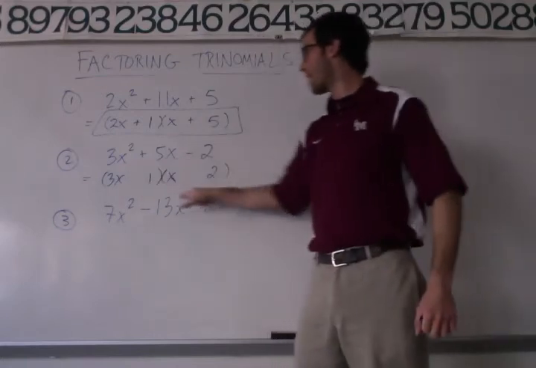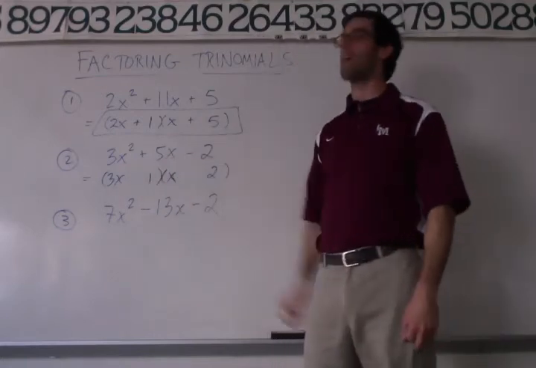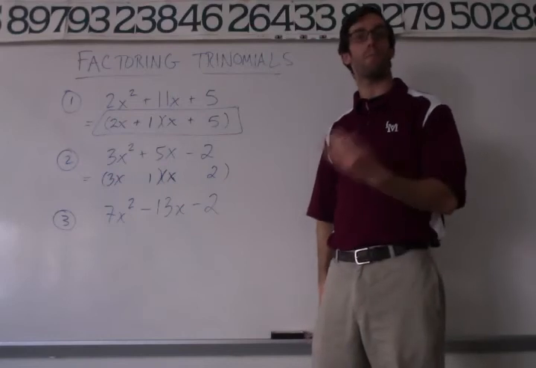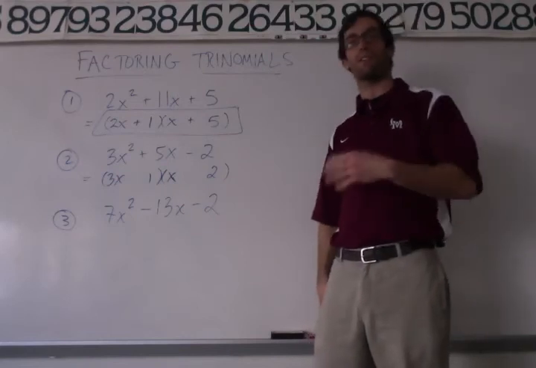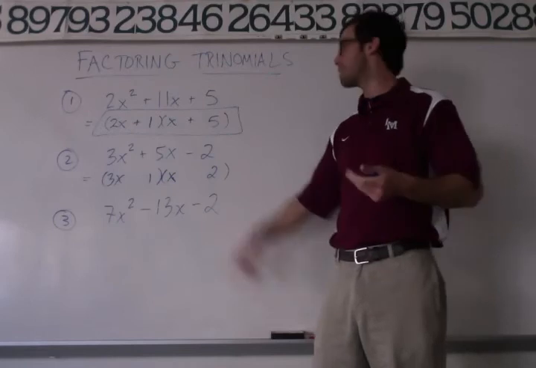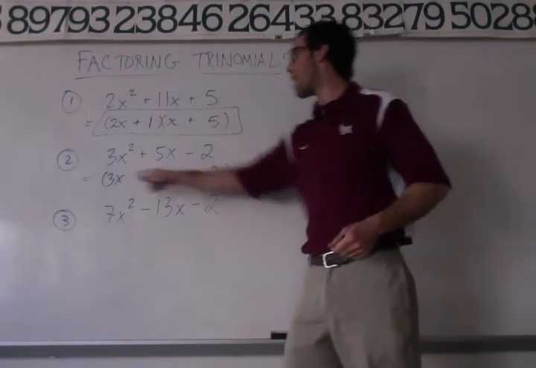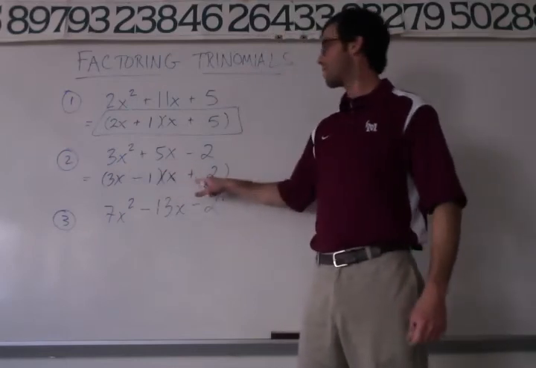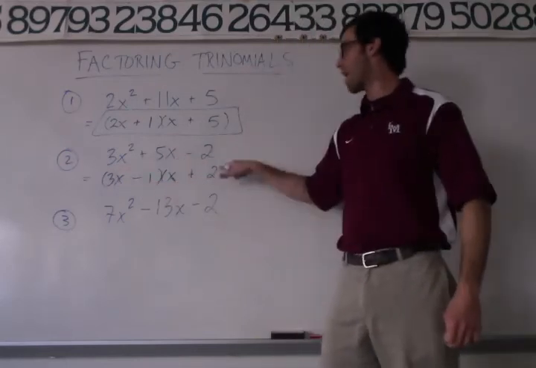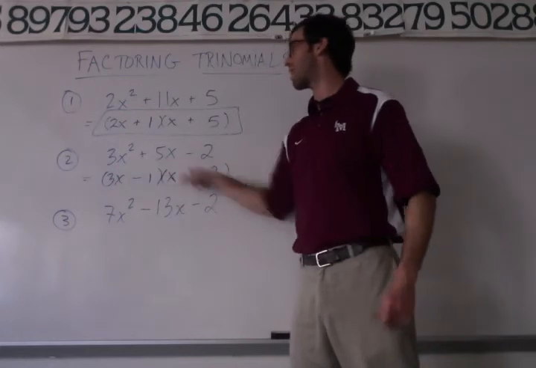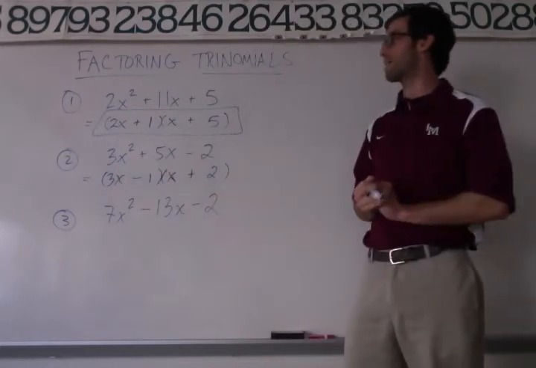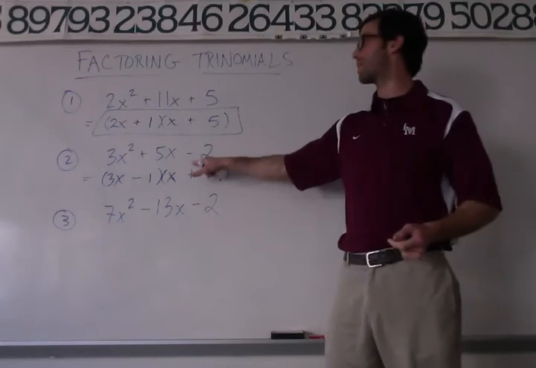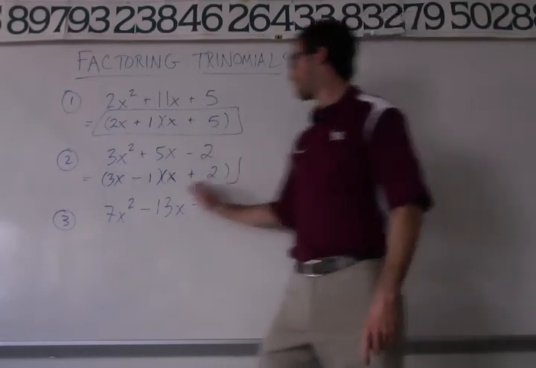So we have 6x and 1x. We've got to make a positive 5x. So that must mean the 6 must be positive, and the 1 must be negative. Positive 6x, negative 1x can make positive 5x. So we have a positive 6x now and a negative 1x, right? This sign affects the outside product. This sign affects the inside product. Now we've made the positive 5x. Negative 1 times positive 2 is negative 2. It's all good. That's the answer.